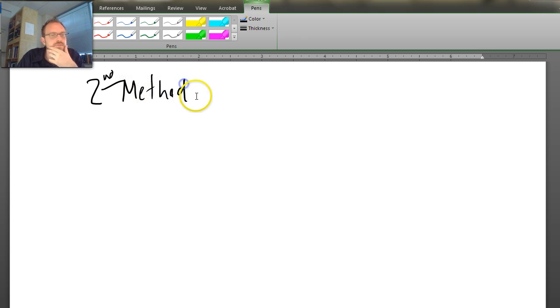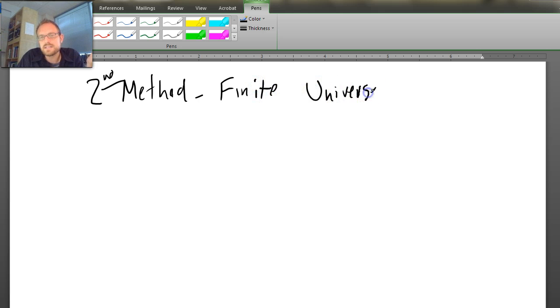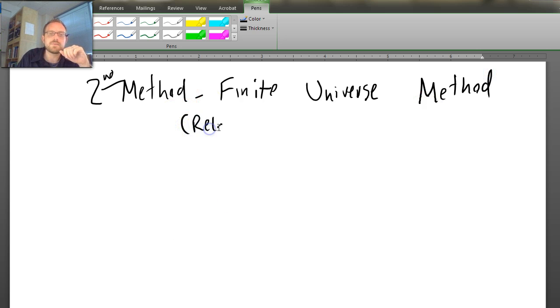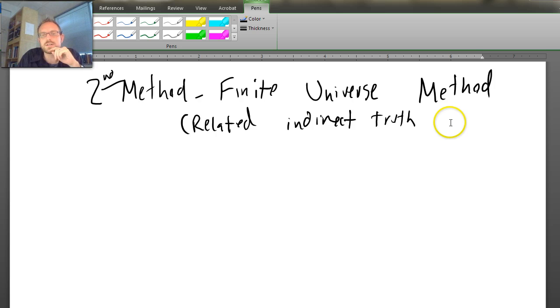The finite universe method. The problem with the finite universe method, you'll see, is that I'm not sure how much easier the finite universe method really is. But it's another way to prove invalidity. And you're going to see it's related to the indirect truth table method, which was also a method we had for determining an argument is invalid in propositional logic. So it's related to the indirect truth table method.